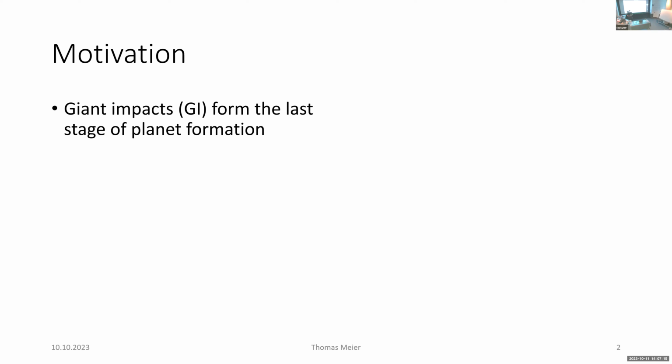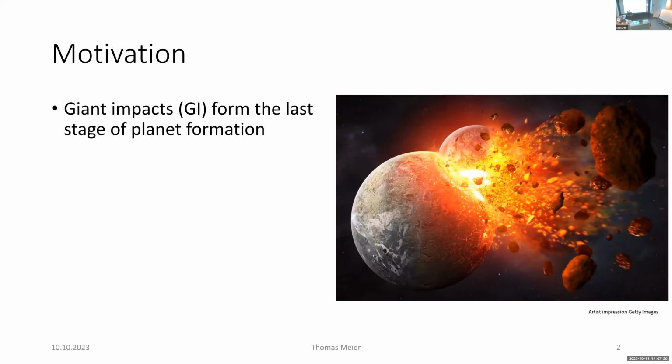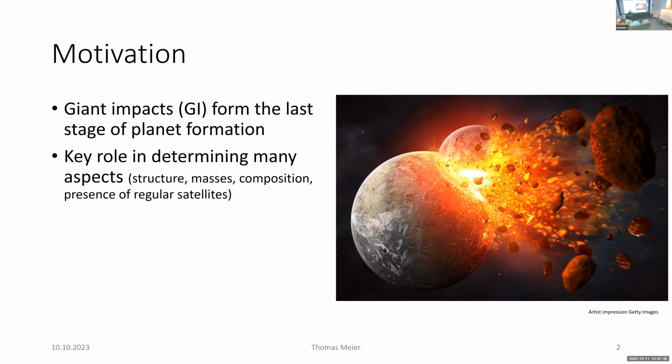So giant impacts are the last stage of planet formation. Here, an artist's impression of this. Like in the last stages, you only have a few protoplanets left that then impact one another to create the final state of the planetary system. And they play a key role in determining many of the aspects of the finished system, like structure, how many planets are there, what are their masses, what are their compositions, and do they have moons?